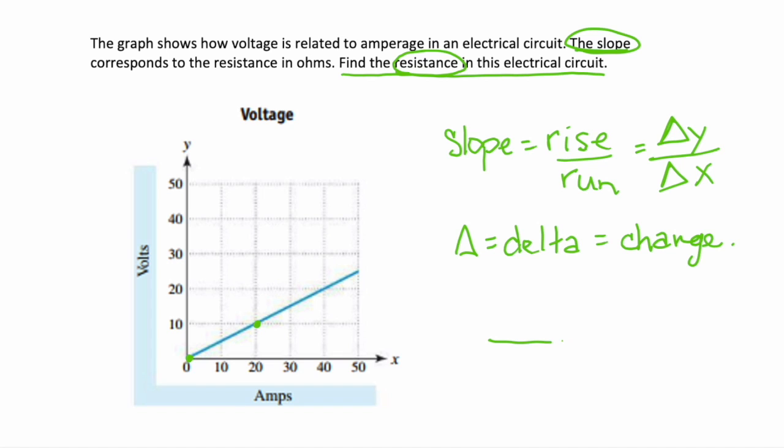Now the slope is going to be how y changes. So that's our rise. Well, to go from this first point to this second point, we increase by 10 units. So our change in y is 10. And then our run, from 0 to 2, we move along the x-axis 20 units. So our slope is 10 over 20, which reduces to 1/2, or 0.5 ohms. And remember, we know it's ohms because we're told that resistance is in ohms.